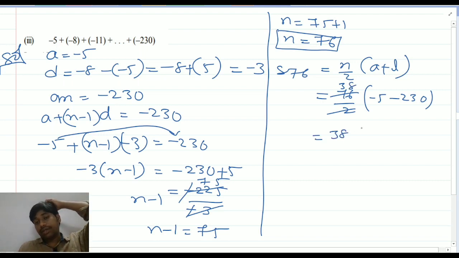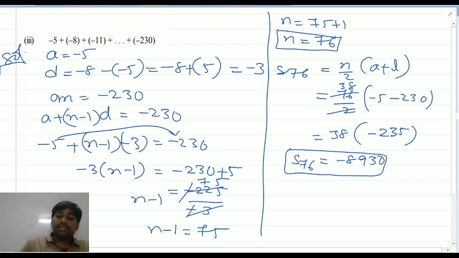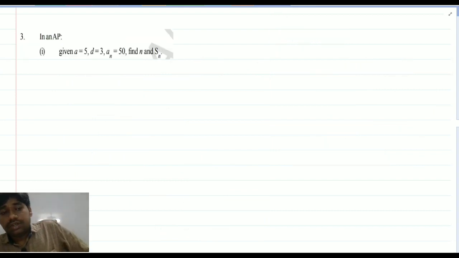So 38 of minus 235, because both are negative integers. If you add them, negative integers will come, increasing the number. So if you multiply these two, we will get 8930. So the sum of 76 terms of the AP is 8930. Okay, this is the answer for this particular question.